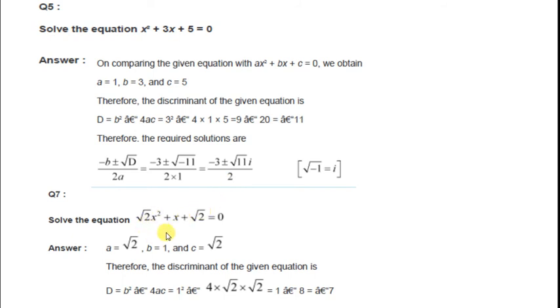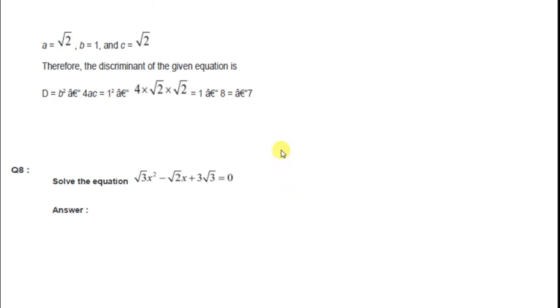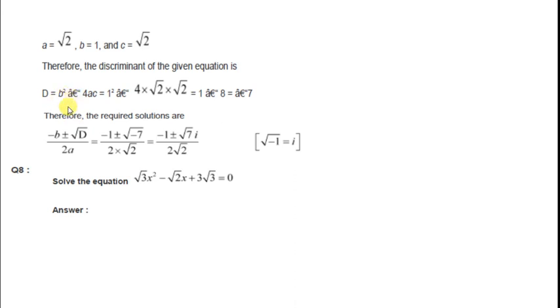Next one, root 2 x square plus x plus root 2 equals 0. Here a is root 2, b is 1, c is root 2. So D is b square minus 4ac, that is 1 square minus 4 into root 2 into root 2. This sign is again for minus. So 1 minus 8, that is minus 7. So the roots are minus 1 plus minus root minus 7 divided by 2 root 2, that is minus 1 plus minus root 7 i divided by 2 root 2.